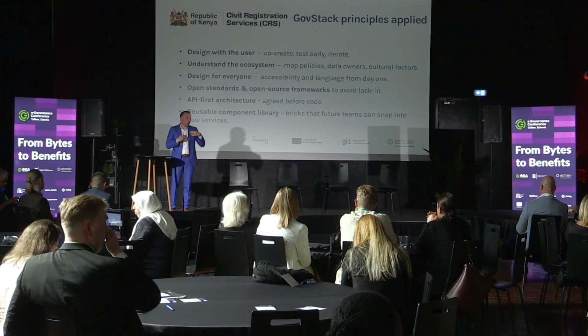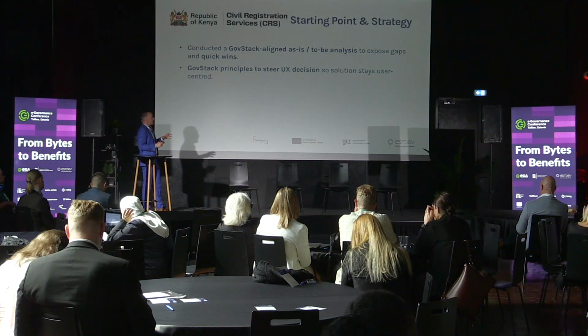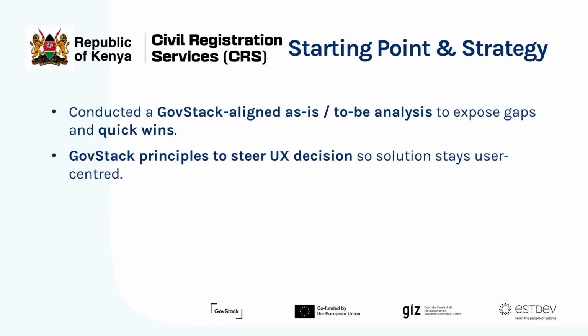build an API-first architecture so that we can extend the systems as per GovStack principles, and build a reusable content or component library so that not only for this project, but for any future projects in this organization, they can use it. In the first phase, as I said, GovStack aligned as-is and to-be analysis. Lawrence was showing the patterns, the different processes, how it is now, how it should be, and from there, the organization can define.